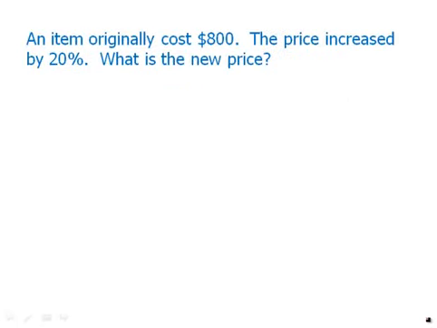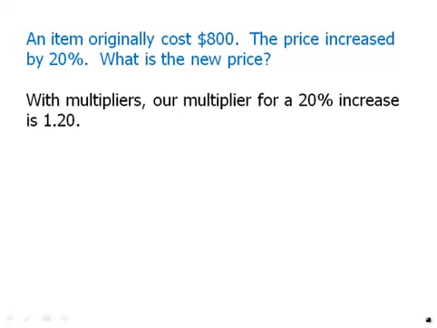An item originally costs $800. The price increased by 20%. What is the new price? So all we have to do is take 800 and multiply it by the multiplier for a 20% increase. 20% as a decimal is 0.2, so the multiplier would be 1.2. So this would be 800 times 1.2. And of course we can just multiply that out and get 960.